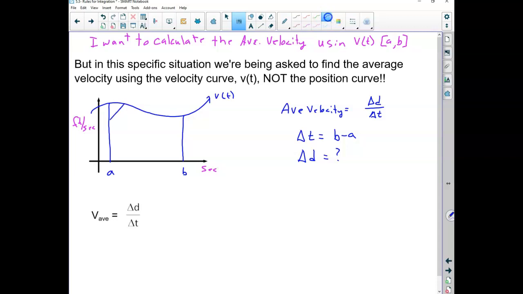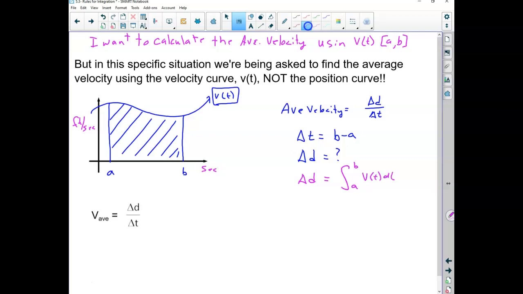Well, what am I doing? I'm accumulating my area, aren't I? And if I accumulate my area, I'm multiplying my units, where feet per second times seconds gives me feet. So how am I going to find my displacement using my velocity? Well, the simple answer is my change in displacement is now going to be my integral from a to b of v of t dt.